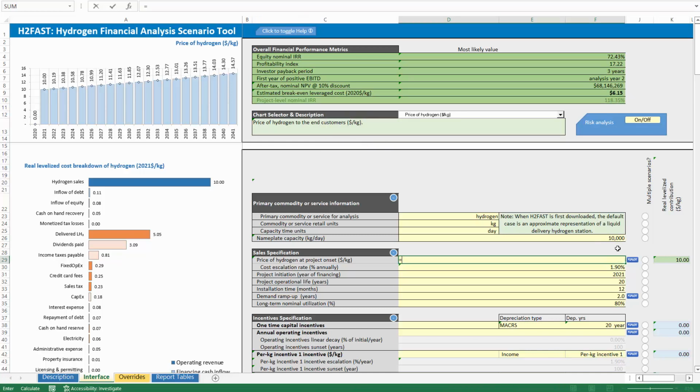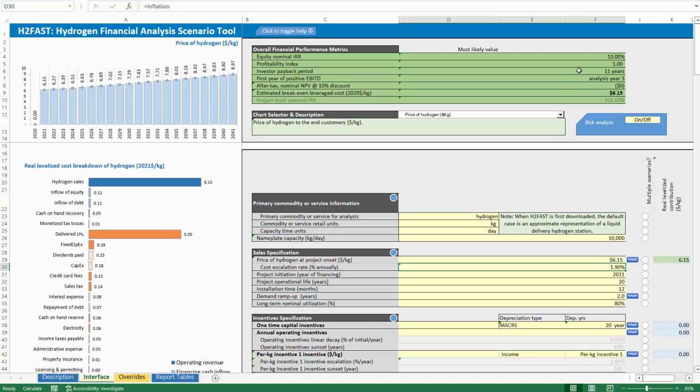Let's set this model to be a price setter. To do that, we're going to say this cell D29 is going to equal the break-even price, or we can just point to cell D9. In that case, the model is going to tell you what the financials would look like if the project can set its own price.